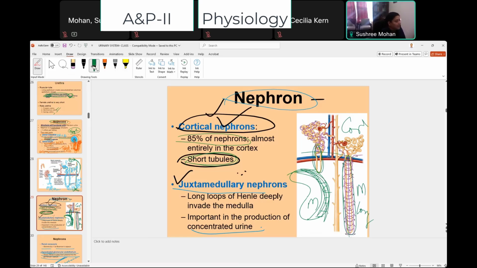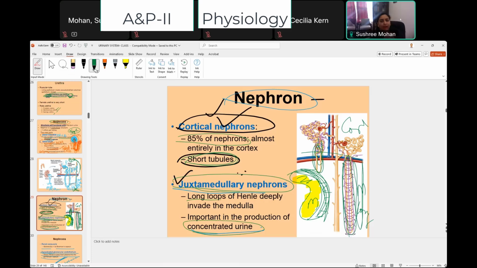These are called cortical nephrons because they are present in the cortex. The other ones that are present in the medulla are called juxtamedullary nephrons, and they have long loops like this. The cortical ones have short loops. In the juxtamedullary nephron, the urine is more concentrated.